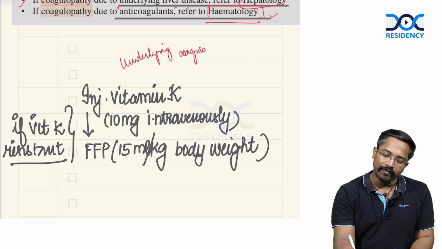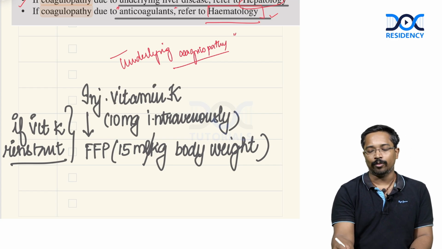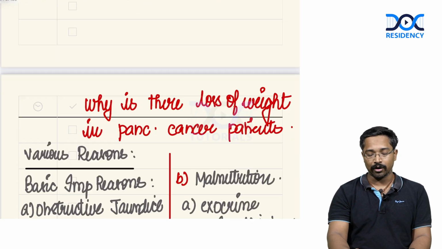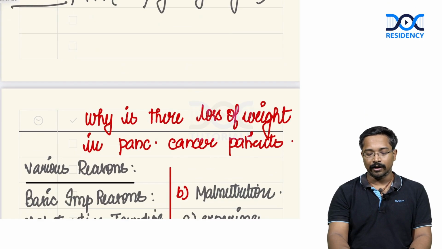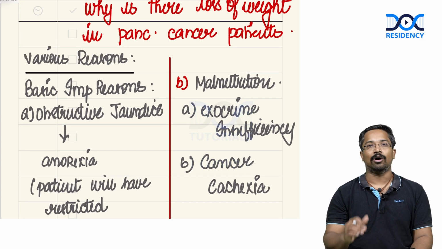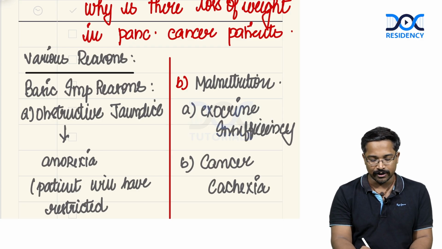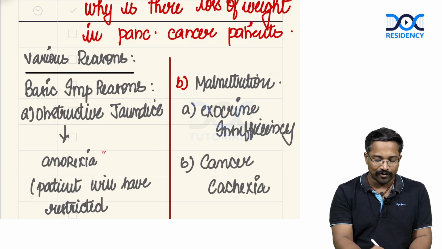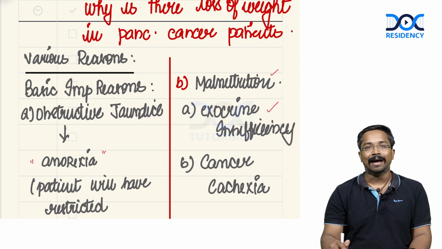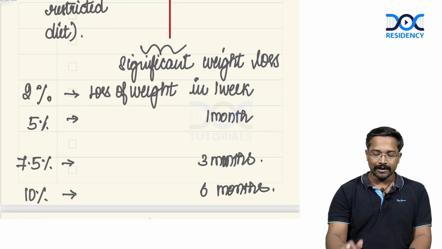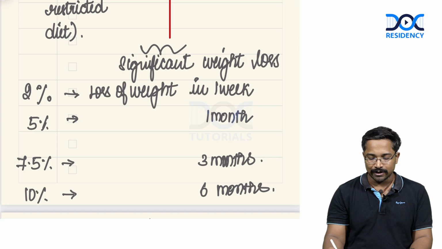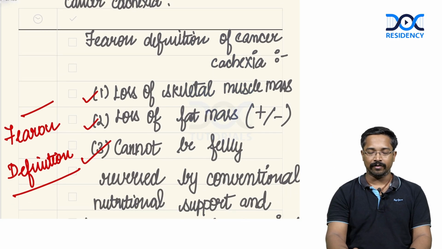So this is how you deal with patients who present with underlying coagulopathy in obstructive jaundice. Also, this carries an important message about how you have to settle a patient before taking them in for surgery. I already said what is the reason for loss of weight in pancreatic cancer patients. In pancreatic cancer or all those malignant etiologies, there is going to be obstructive jaundice, which itself causes anorexia. Also, there might be malnutrition due to exocrine insufficiency because of the loss of enzymes, and there is going to be cancer cachexia. And I already said that 2% loss of weight in 1 week, 5% in 1 month, 7.5% in 3 months, 10% in 6 months are all significant loss of weight.